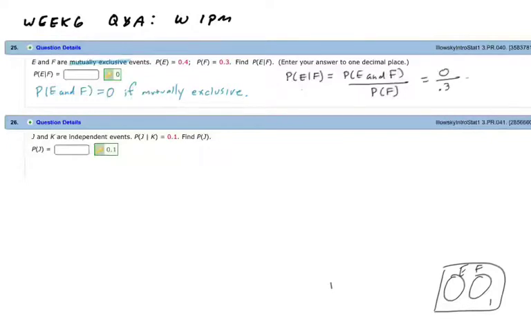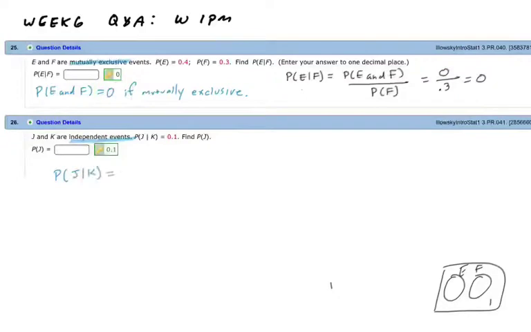And so here we get 0 over 0.3. Since they are mutually exclusive, it states it there. We know that guy's going to be 0, and that's where that 0 is coming from here. And then that 0.3 is just from right there. So we get 0.